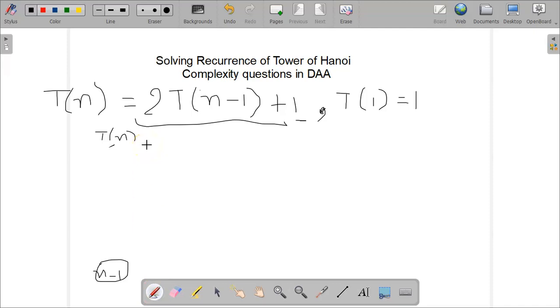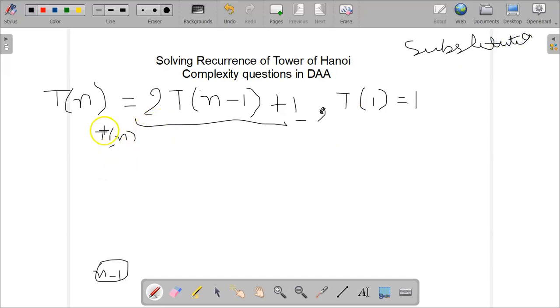So as we can see here in this video, we are going to solve the recurrence of Tower of Hanoi for the complexity questions in the design and analysis of algorithms. And in this video, we are going to solve it using the substitution method.